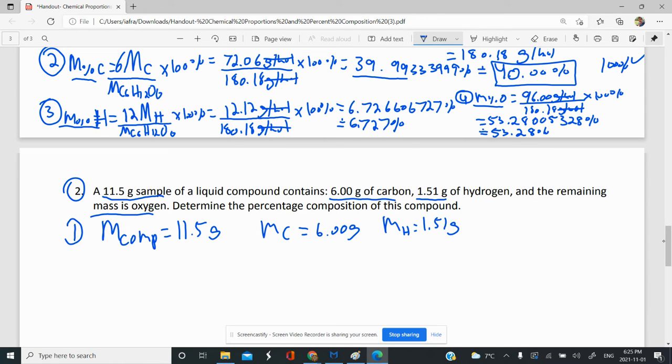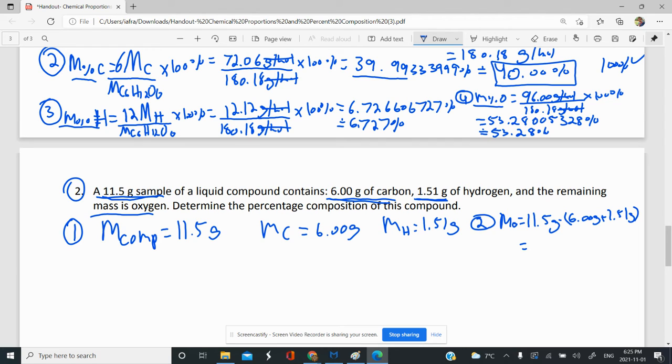So I wrote down the information, and there's one more thing I have to figure out, and I'll call this step 2. I need to figure out the mass of oxygen. You'll notice it's not given to you directly, but you could figure it out from the information that's provided here. You can simply do your 11.5 grams minus the masses of the other elements, because what's left over must be oxygen. So 6.00 grams plus 1.51 grams.